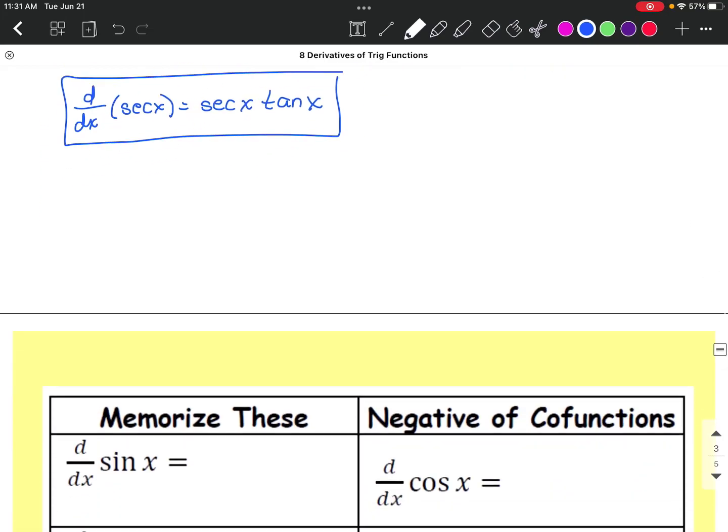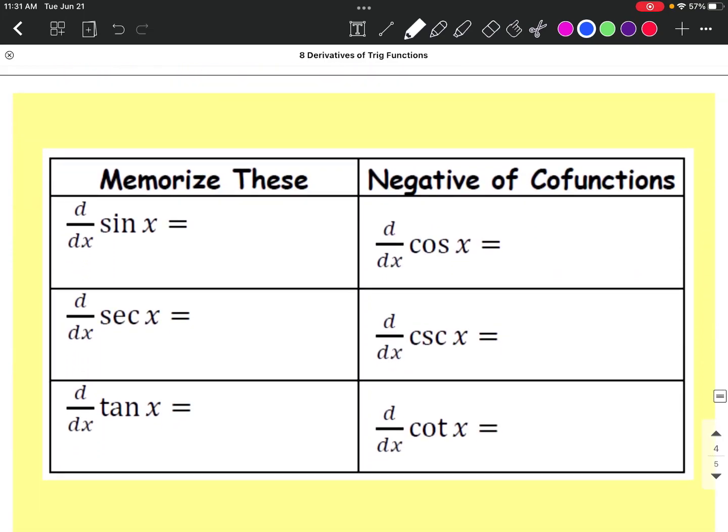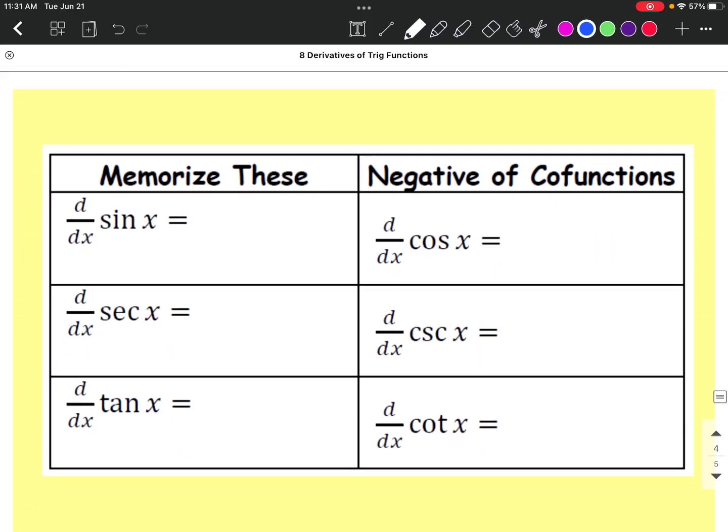Now, let's summarize some of the things we know. We found graphically that the derivative of sine x is cosine x. We found that the derivative of cosine x is negative sine x. We found that the derivative of tan x was secant squared x. And we found that the derivative of secant is secant x tan x. Now, my suggestion to you is to know those 4. You really should know all 4 very quickly.